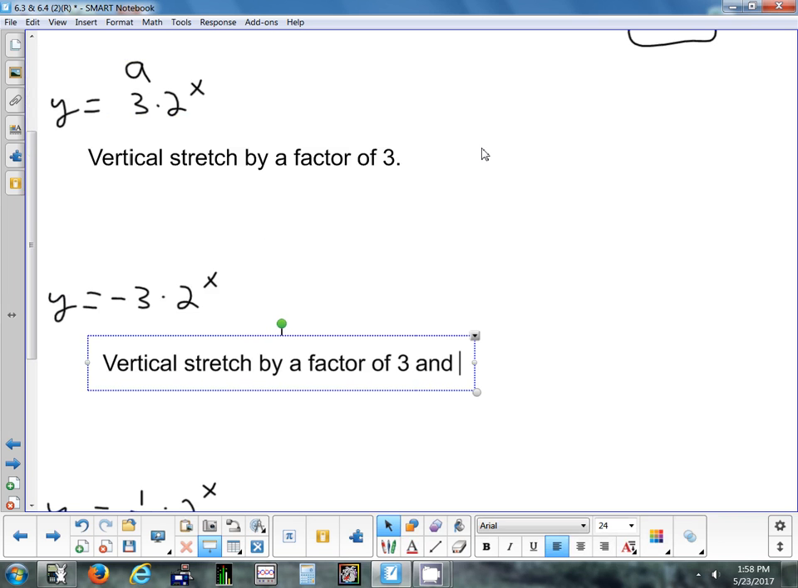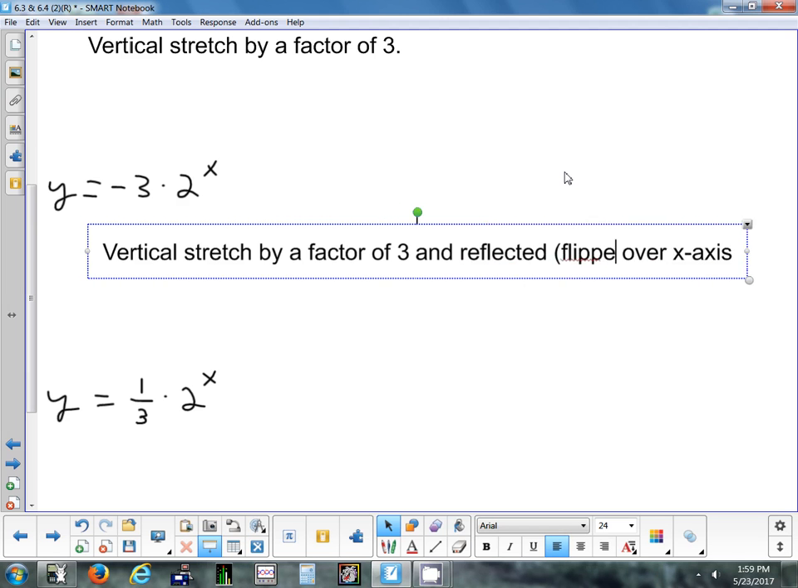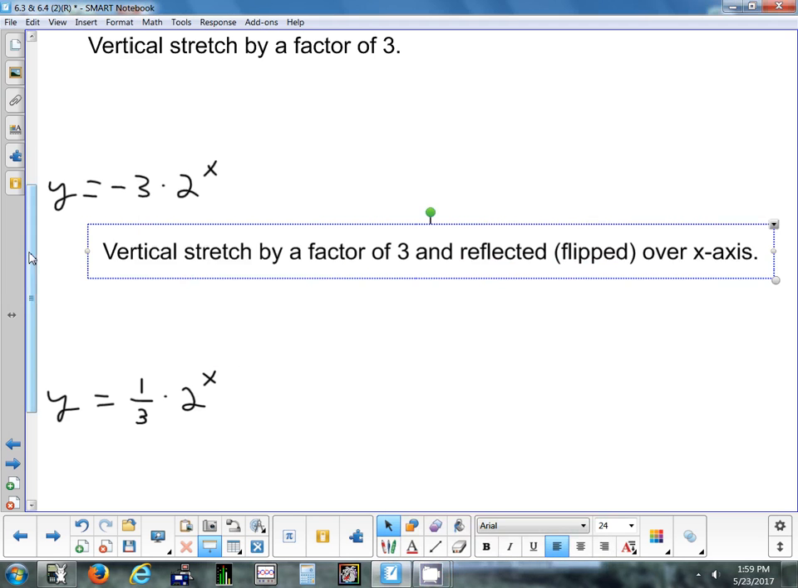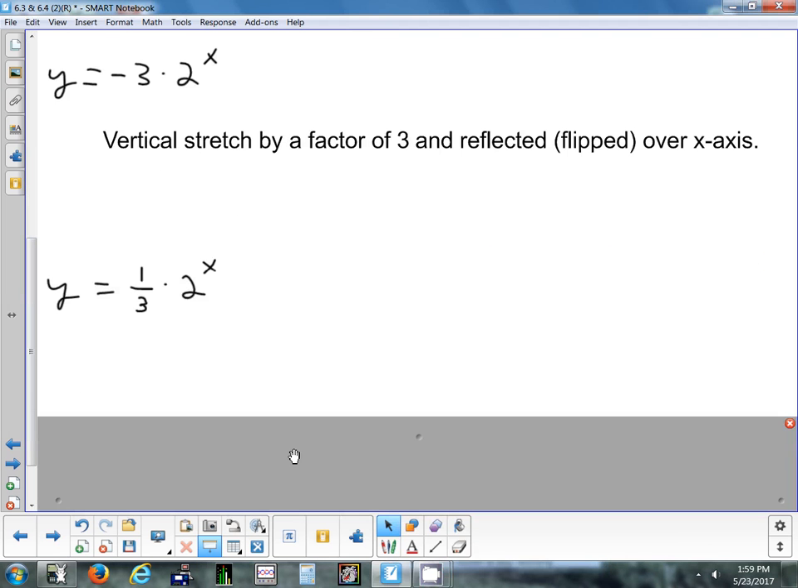Dominic, what's the second part of the sentence going to be? What does Mr. Hager need to type in? Say again? No. Because it's negative. Meaning? Flipped or reflected over the x-axis. Good. If you put flipped, that's fine too. If you put reflected and then in parentheses put flipped, that's fine too, as long as we know that's getting reflected, flipped over. This part right here handles the negative part. Let's look at the next one.